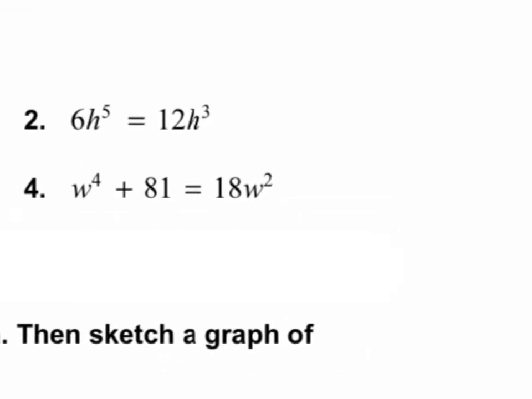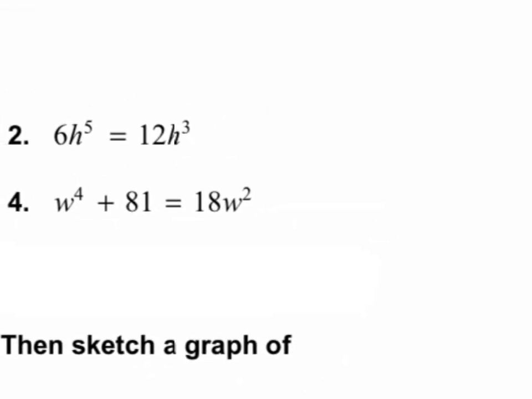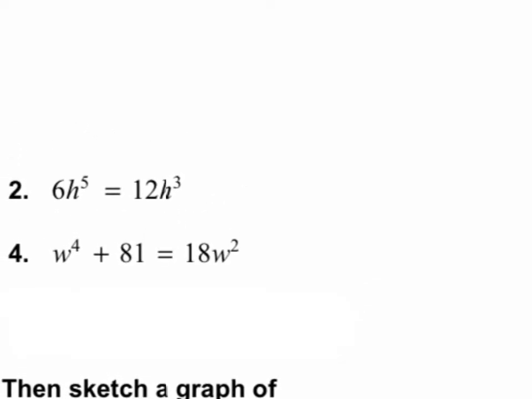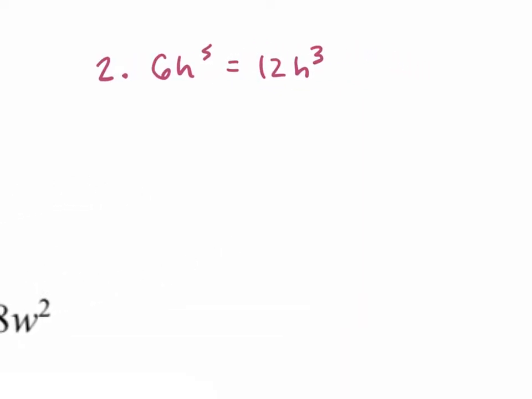All right, let's look at number 2. So we have 6h to the 5th power is equal to 12h cubed. What should we do first? Move the 12h cubed to the other side. So we subtract it on both sides. So we have 6h to the 5th power minus 12h cubed is equal to 0. What's next?